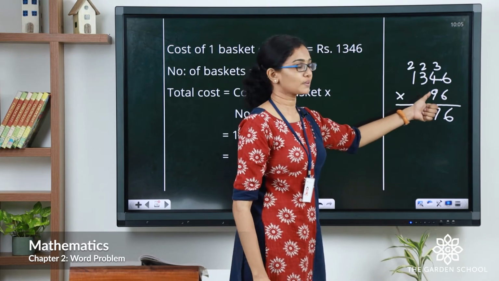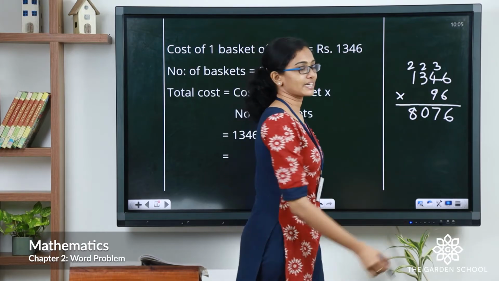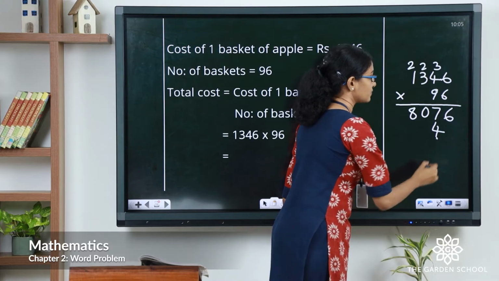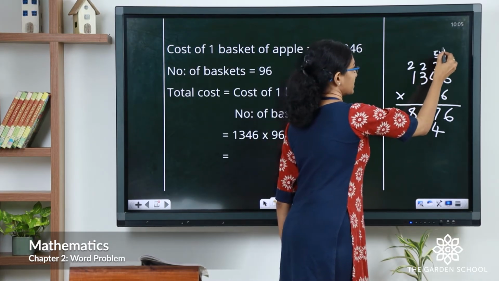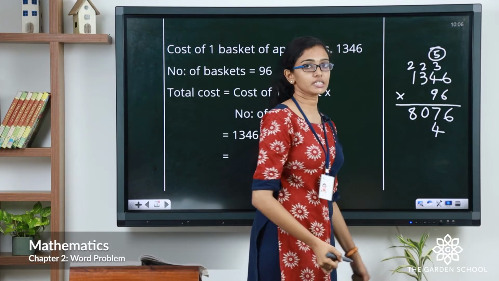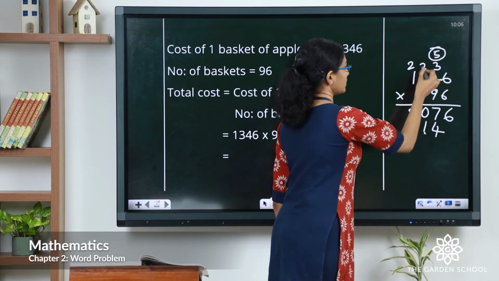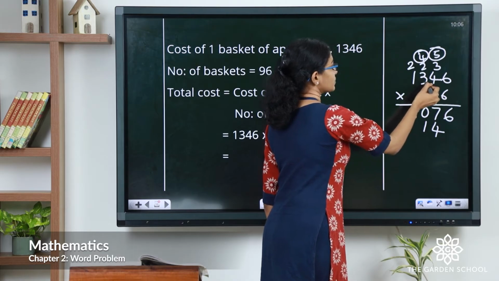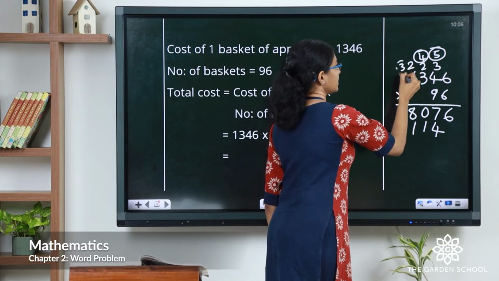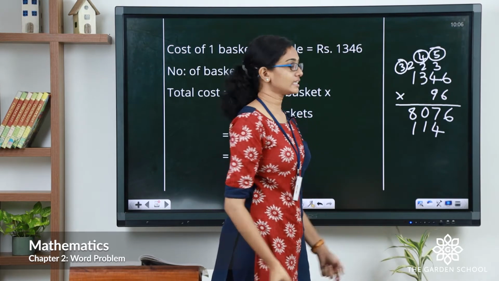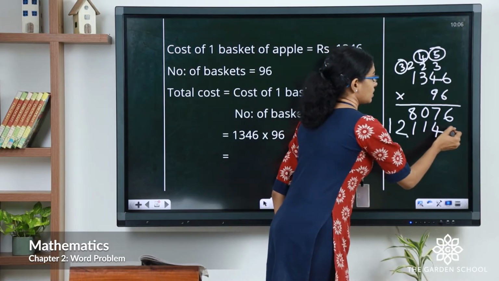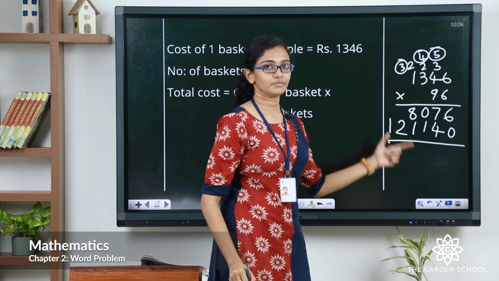Now let's multiply the 9 tens with the multiplicand. So 9 into 6, it is 54. So we write the 4 here and carry over the 5 to the next place. And 9 into 4 is 36 plus 5, it is 41. Write 1, carry over 4. 9 into 3 is 27 plus 4 is 31. Carry over 3 here. 9 into 1 is 9 plus 3, it is 12. Now you can insert zeros here to make up for the places.